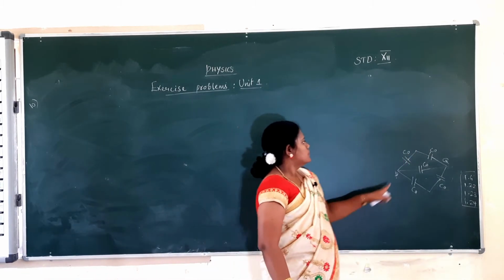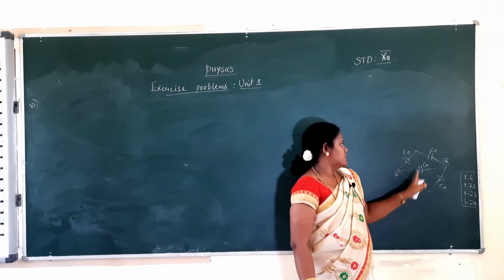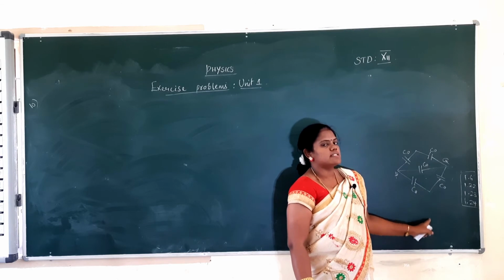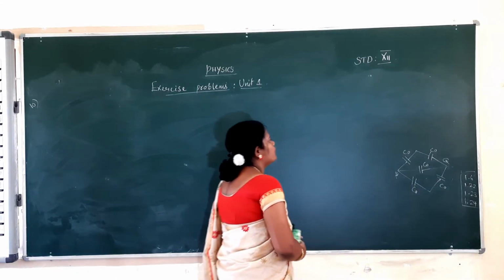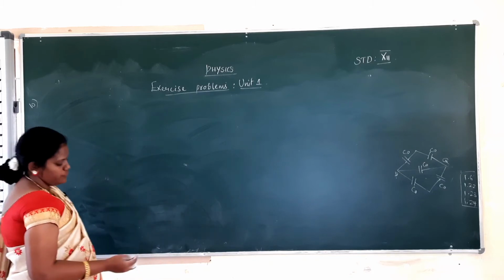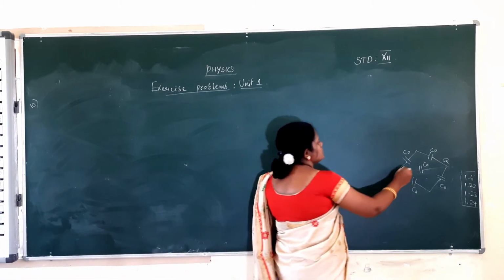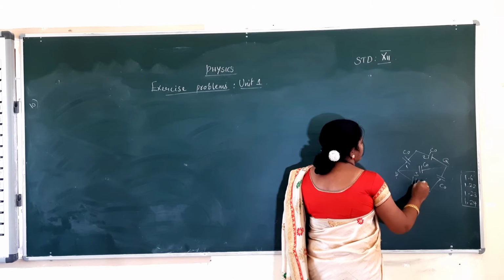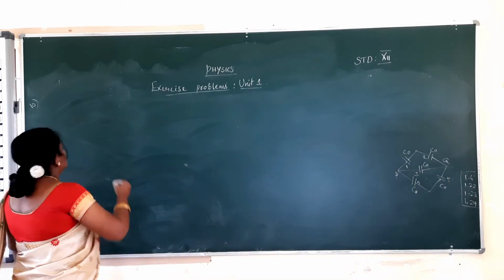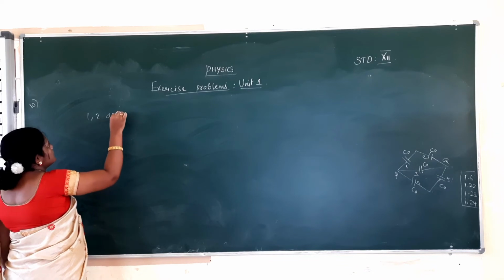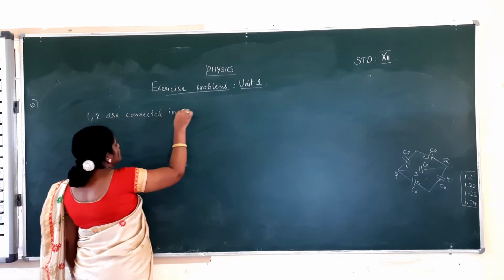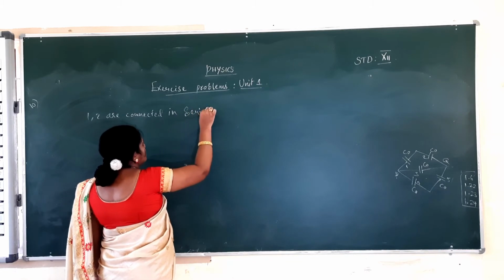In the fifth one, two capacitors are connected in series, two capacitors are connected in series, and the three remaining capacitors are connected in parallel. So now we will calculate the first two capacitors, 1, 2, 3, 4, 5. The first two capacitors are connected in series first. 1 and 2 are connected in series.